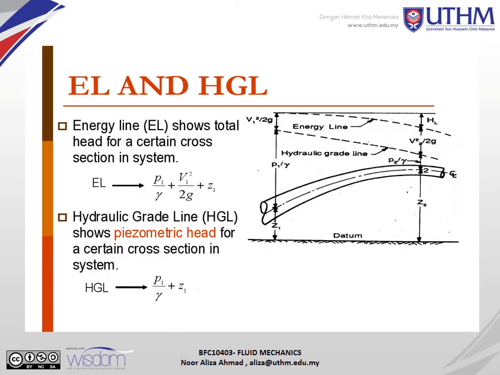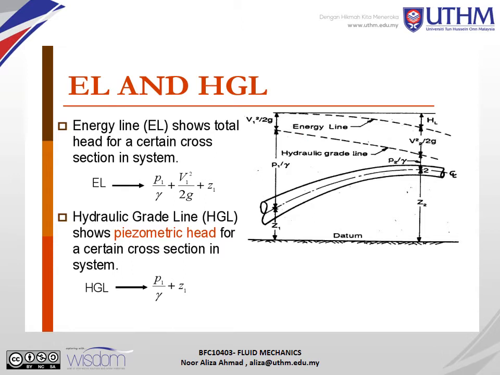Okay, so the piping system also includes the energy line and the hydraulic grade line. The energy line, EL, shows the total head for a certain cross section in a system. The hydraulic grade line, HGL, shows the piezometric head for a certain cross section in the system. So we have learned about the energy line and the hydraulic grade line.